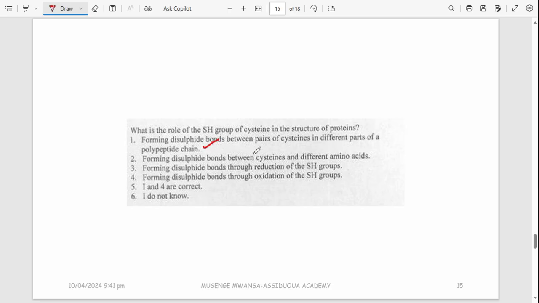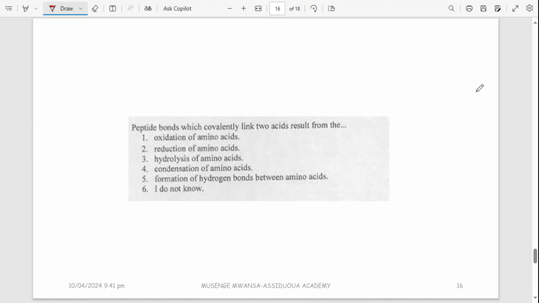Forming disulfide bonds between cysteine and different amino acids, really not. Disulfide bonds are supposed to be between atoms that contain sulfur. Other amino acids might not contain it, because remember we only have methionine and cysteine as the ones that contain sulfur. Forming disulfide bonds through reduction, really not. Forming disulfide bonds through oxidation of the SH: do we oxidize it? I don't know about oxidation, maybe it is, you can check it, but disulfide bonds are not oxidation, it's just that attraction.